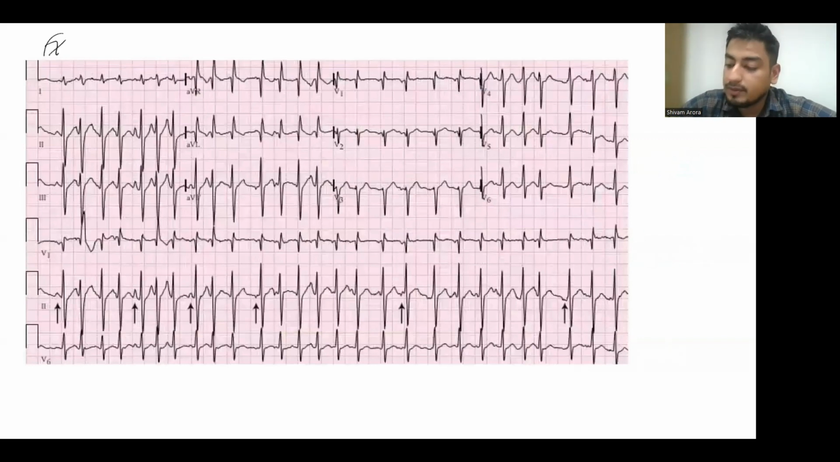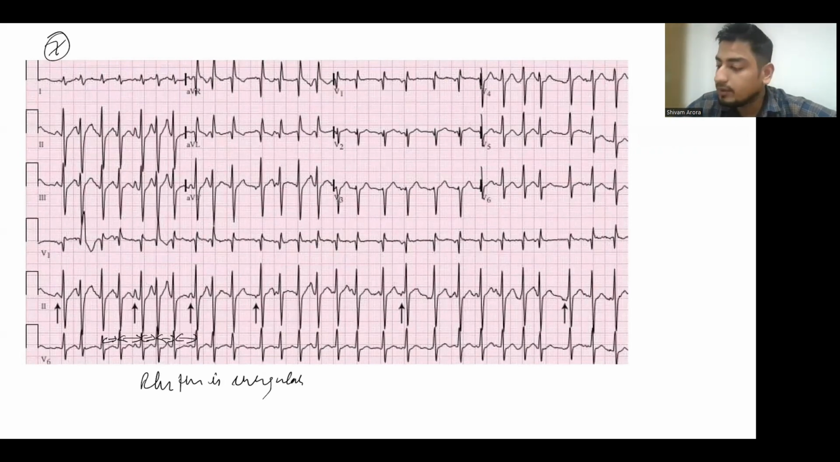This is another ECG. In this, we can see that the rhythm is irregular. Okay? The rhythm is irregularly irregular. This RR interval is different, this is different, this one is different, this is different. The causes of irregularly irregular rhythm are atrial fibrillation, MAT, and atrial flutter with variable AV block.